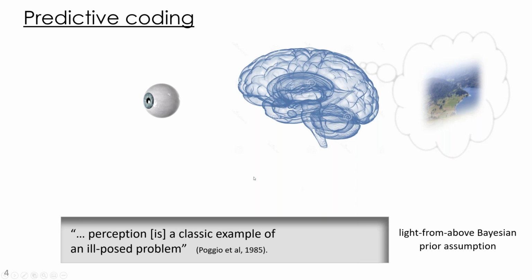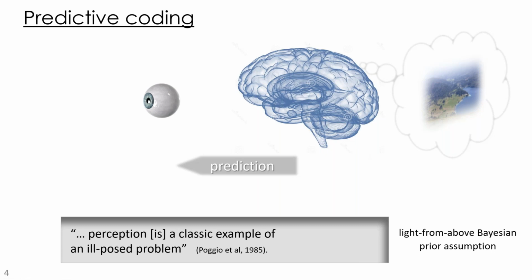But it just kind of reveals that light from above Bayesian prior assumption, which we're not born with. We learned that apparently as a child. 3-year-olds don't have that. You don't develop it until you're about 12 years old. So based on that image, the brain makes a prediction.